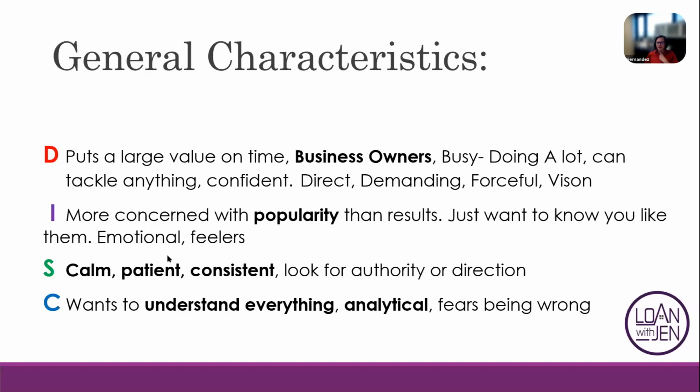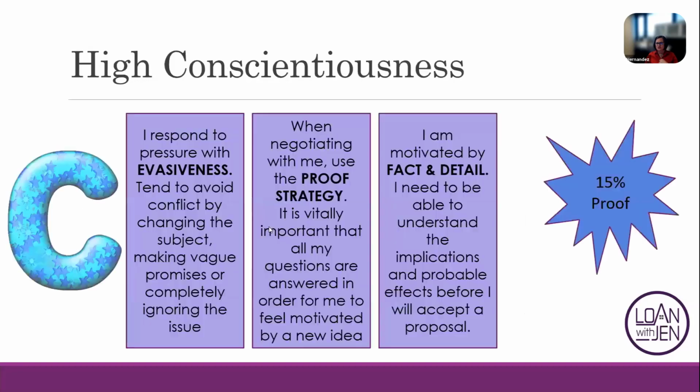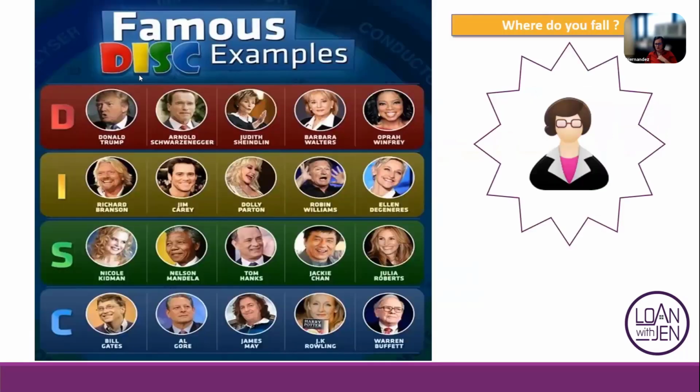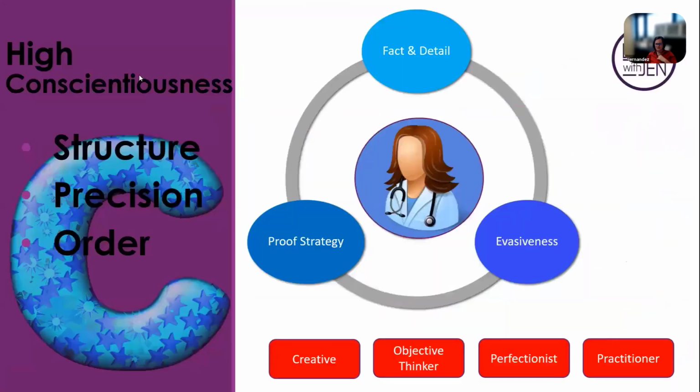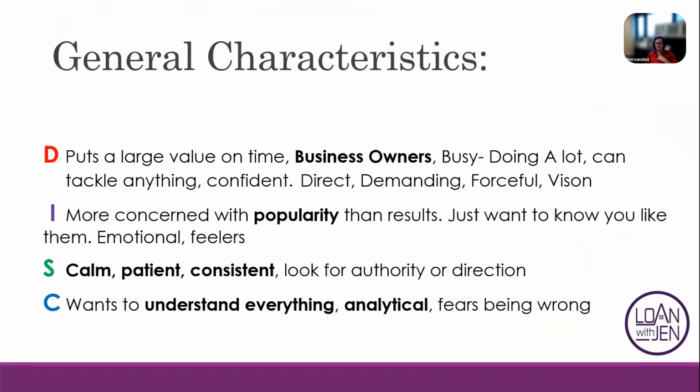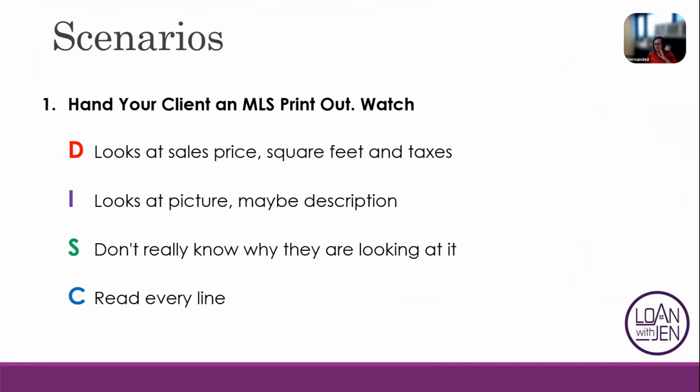So remember, back to the initial cues that we had. I'll go back to the slide up here. Remember, the fast talker is the D or the I; slow talker, slow gestures, leaning back in the chair, that's the S or the C. Okay, I'm going to go forward in the slides a little bit. We're going to go through a few scenarios just on communication. Probably have about 10 minutes left. Just a couple of real life scenarios.